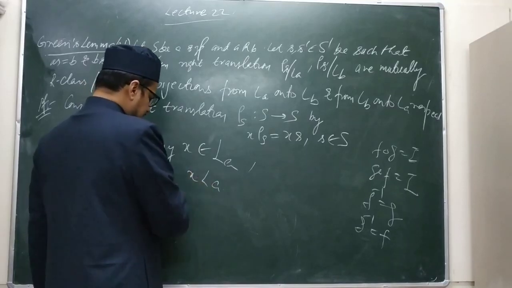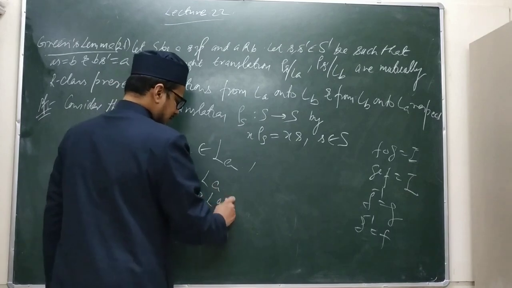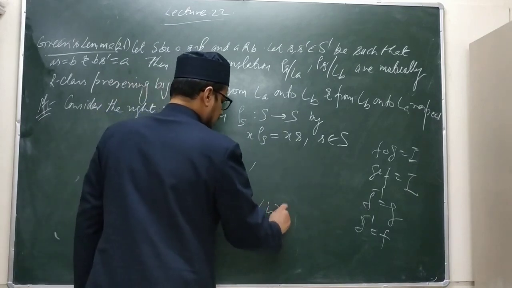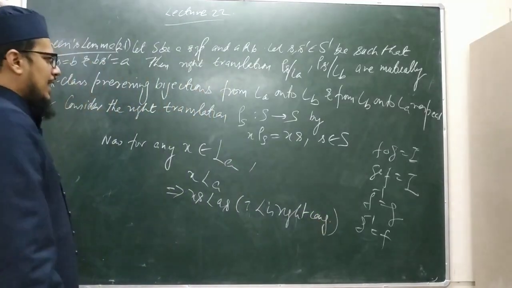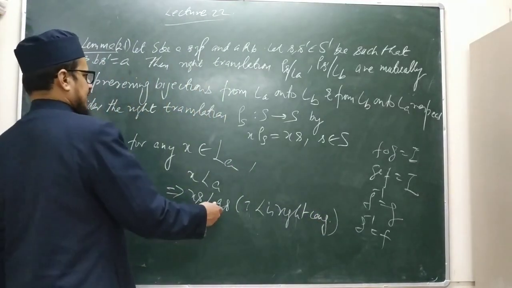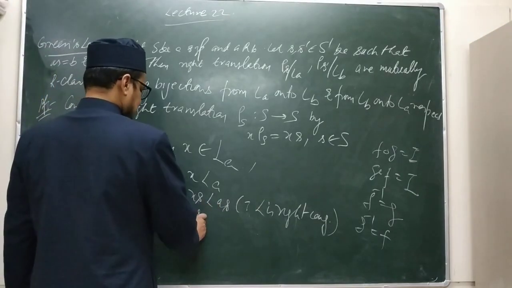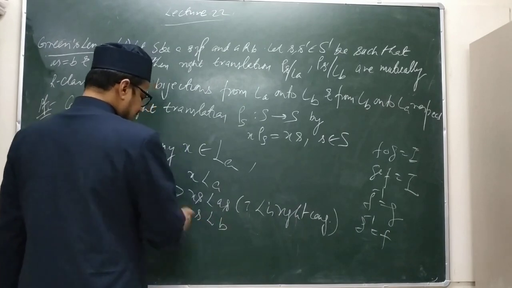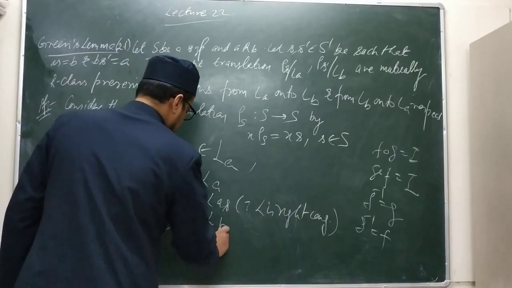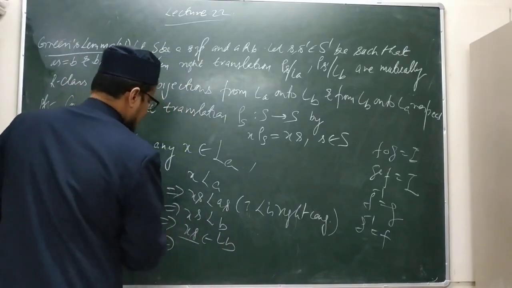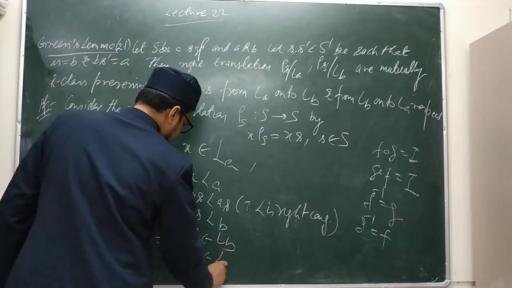Now as we know that L is a right congruence, so xS L AS, since L is a right congruence, correct? So xS is L AS, and AS is B. So xS L B, and we can write it as xS belongs to L B. It implies that xS means x rho s. So x rho s belongs to L B.